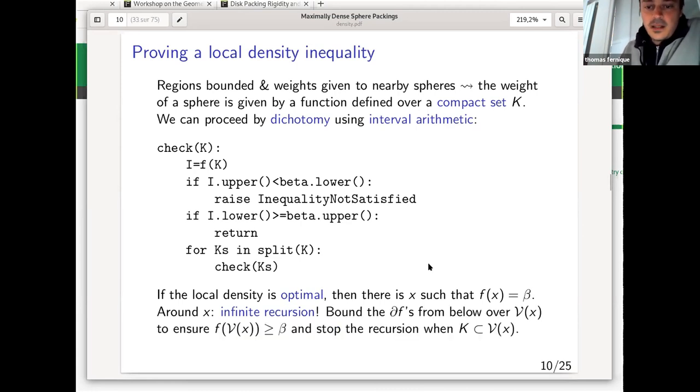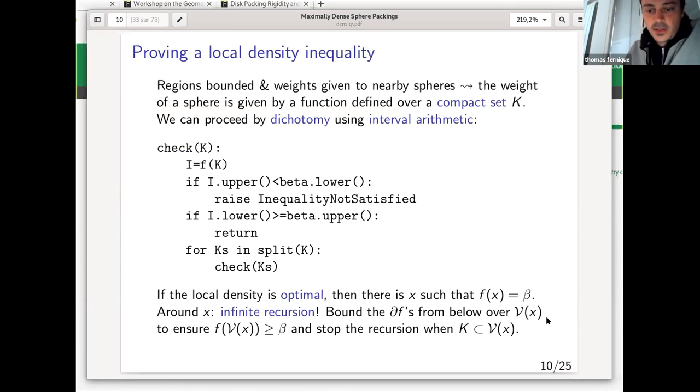Then you have to be a bit clever, but not that clever. It means that on a small neighborhood of your optimal packing, you must show that the derivative of your function is increasing. You can show it again by the same process with dichotomy on interval arithmetic, so that when you make the recursion, when you get an interval which is small enough, so you are on a sub-interval of this v of x, where you know by other arguments that this cannot be less than beta, then you just stop your recursion, you are happy. Okay, so it's really the idea behind this.